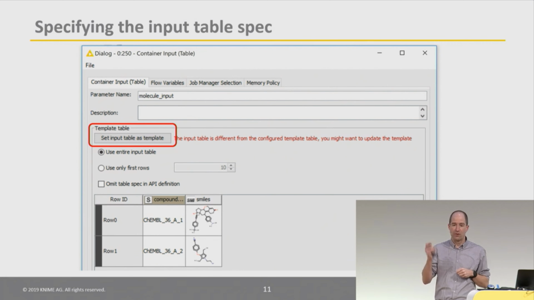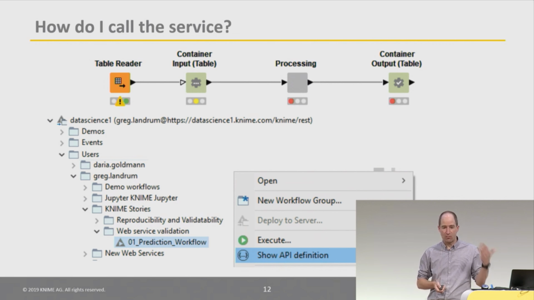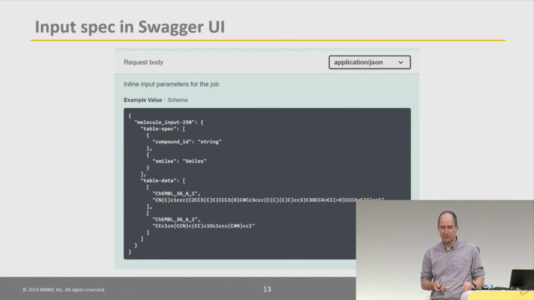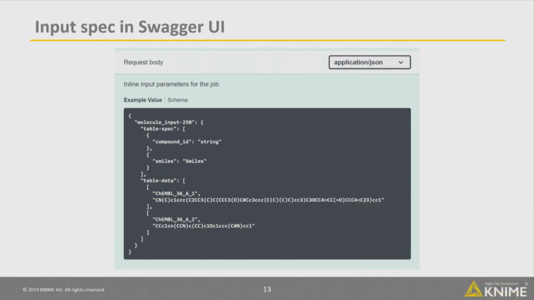For people who've used the web services inside of Knime, you probably know that if you have a workflow on the server, you can right-click on it and select Show API Definition. What this does is it opens up your web browser and takes you to a Swagger UI version of your service. It shows a way to call the service. It allows you to call the service from inside your web browser, but importantly, it shows you what input the service expects. So this is the data from my sample table that container input table node inserted.